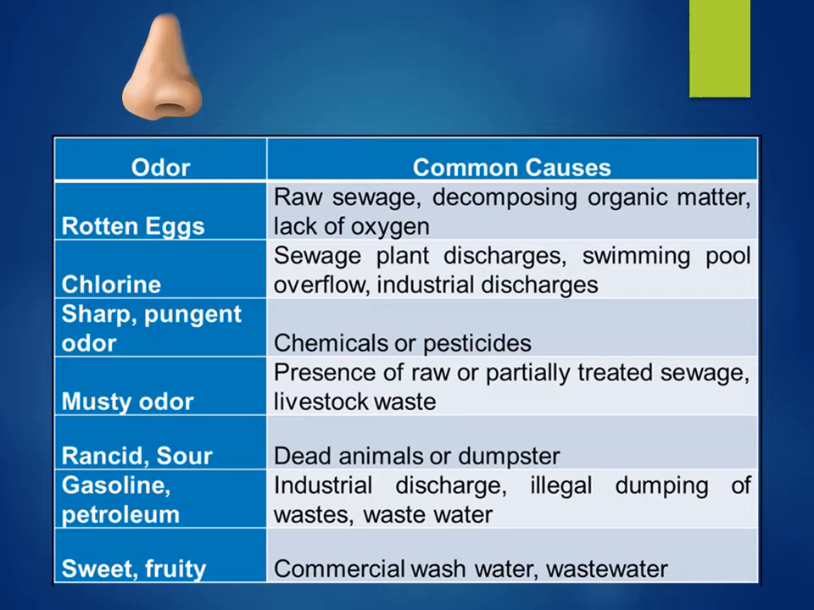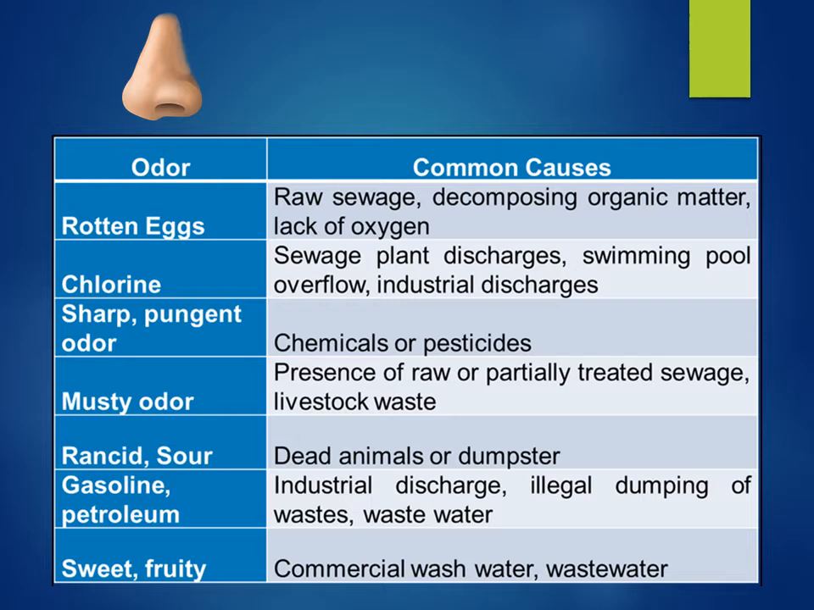A chlorine odor may be coming from an upstream sewage plant discharge, as chlorine is often added to treated sewage before sending it to the receiving water body. It may also be a sign of a swimming pool being emptied or overflowing, or an industrial discharge. Sharp, pungent odors may be indicative of chemicals or pesticides in the area or in the water itself. These can be coming from crop or lawn applications or from other sources.